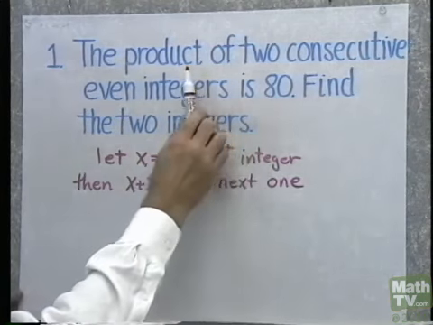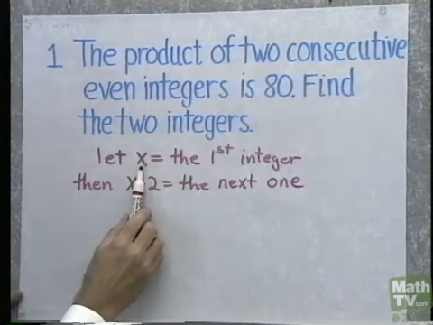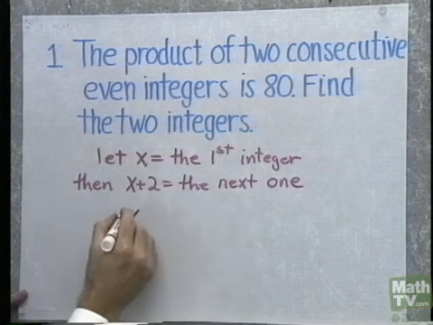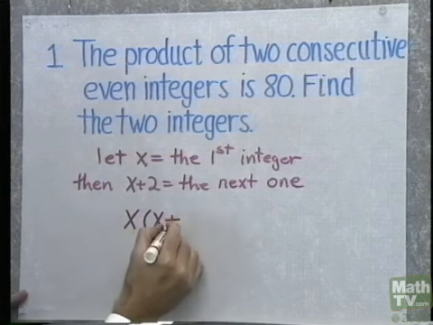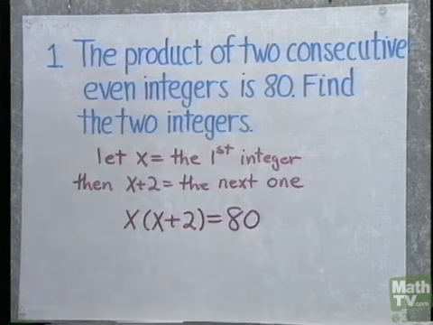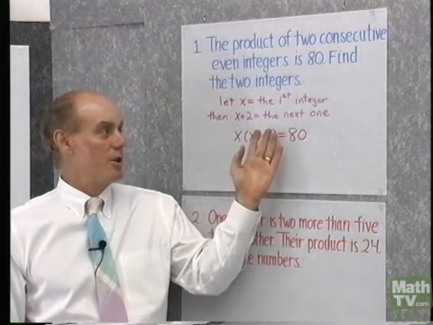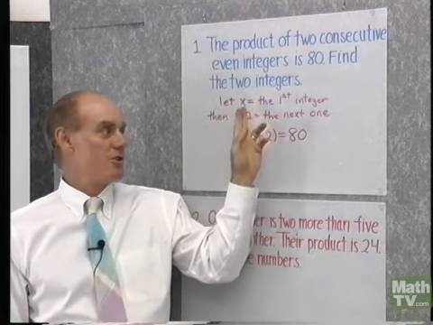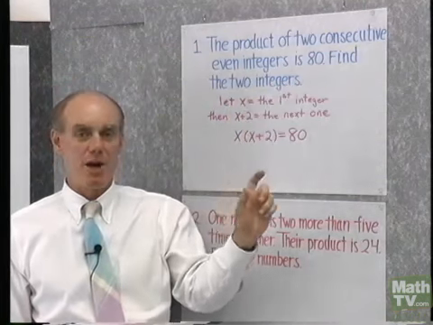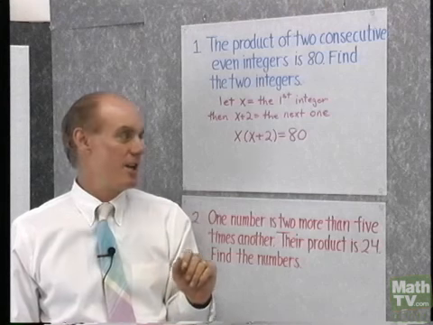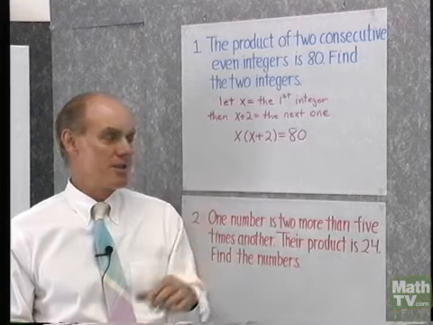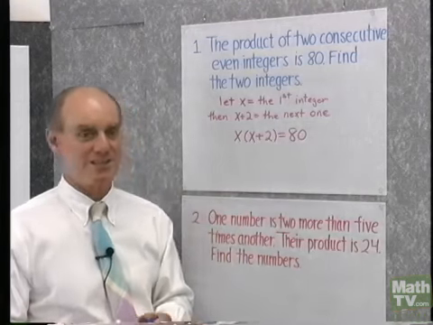Now, their product is 80. So here's the first integer, here's the second integer, and their product is 80. Well, their product is what I get when I multiply them. x times x plus 2 is equal to 80. So as far as setting up the equation, we let x equal the first integer, then we write the next integer in terms of x, then we reread the problem and find out that the product of these two consecutive even integers is 80. So we write an equation that describes that situation. The rest of this now is simply solving that equation, which we'll do next.